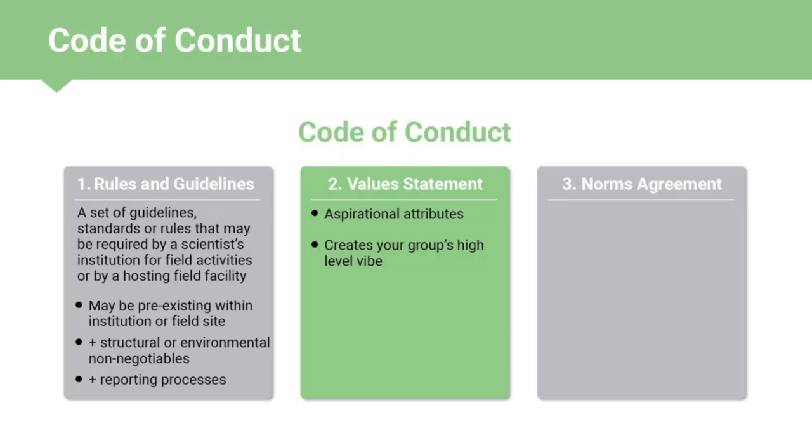Part 2 of a code of conduct is a values statement. A value statement is a high-level summary of the key attributes you aspire to for your field team and your field experience. It can be helpful for capturing the overall goals of your group and for setting the vibe. The norms agreement, which is going to be discussed more in a moment, is used to specify the behaviors that lead to the bigger picture, character and values captured by your value statement.